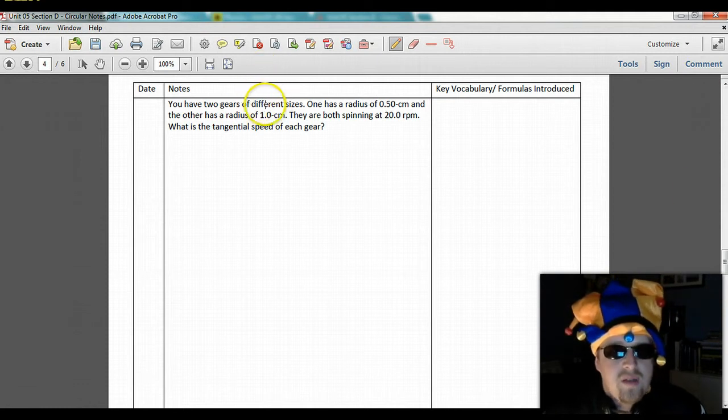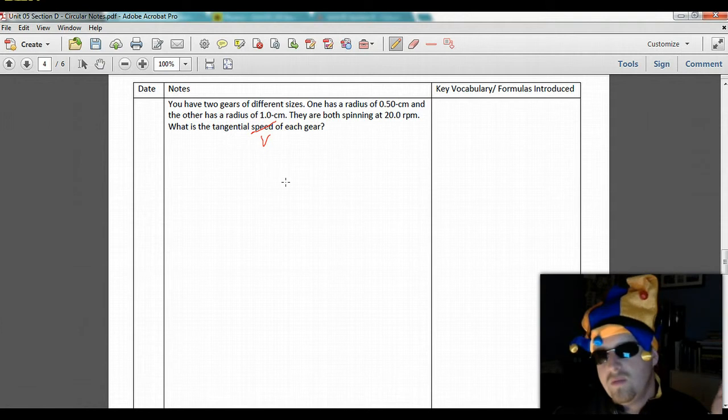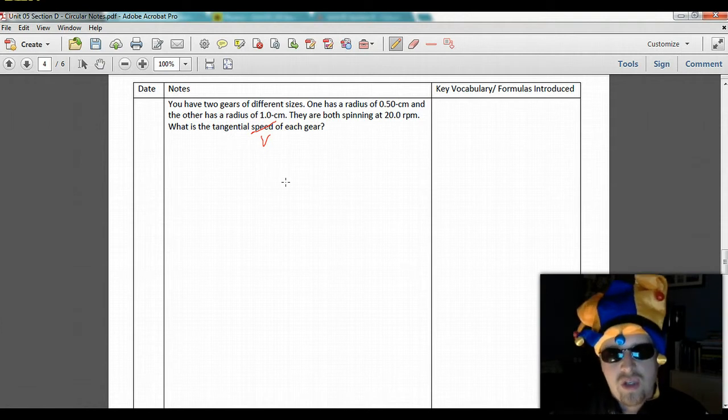So, all right, let's take a look at this. You have two gears of different sizes. One has a radius of 0.50 centimeters and the other has a radius of 1.0 centimeters. They are both spinning at 20 RPMs. What is the tangential speed, or velocity, of each gear? Okay, so the question here is, given a rotational velocity, can we find the tangential velocity of the different gears?